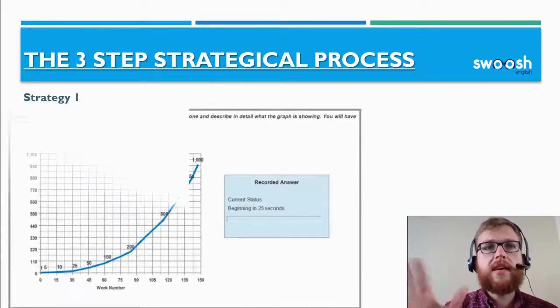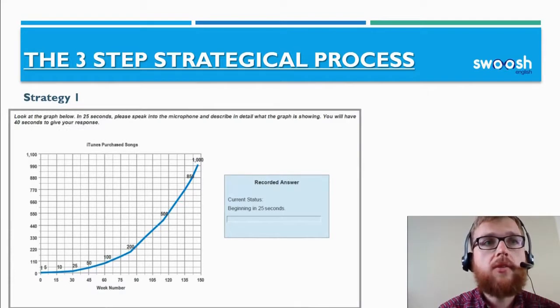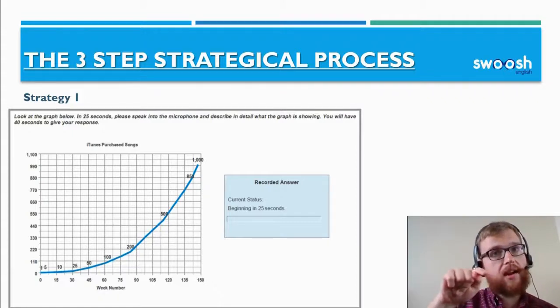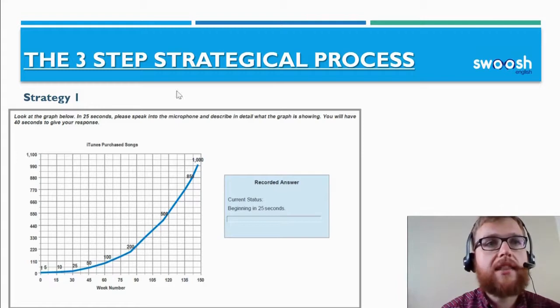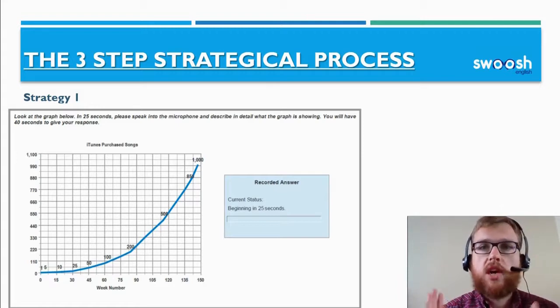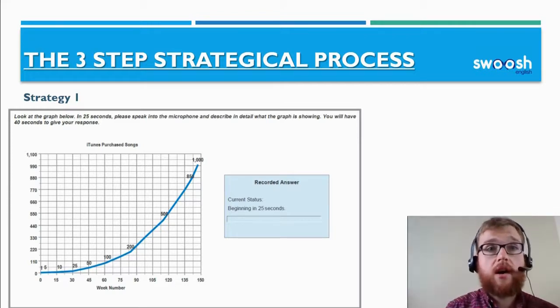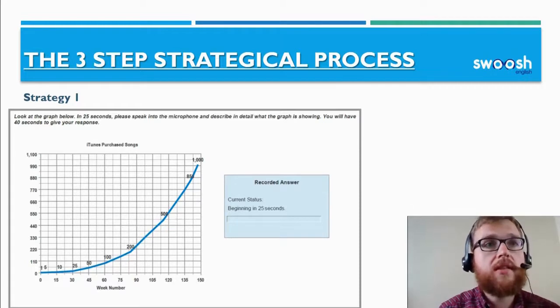So once again, let's have a look at our chart. Here is our chart. What kind of chart is it? Well, it's a line graph. And we can see we have one line here, which starts off quite flat and then it flicks up at the very end. What does our chart show? Well, on the x-axis, it talks about our week number. And on the y-axis, it talks about the number of iTunes purchased songs.